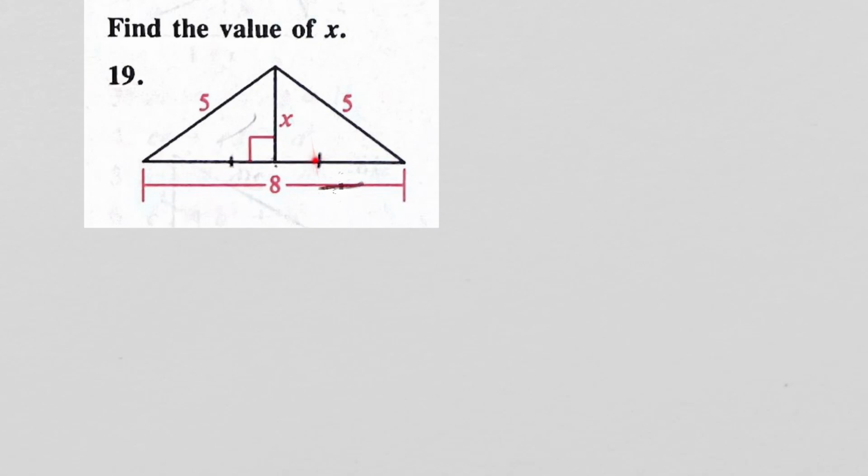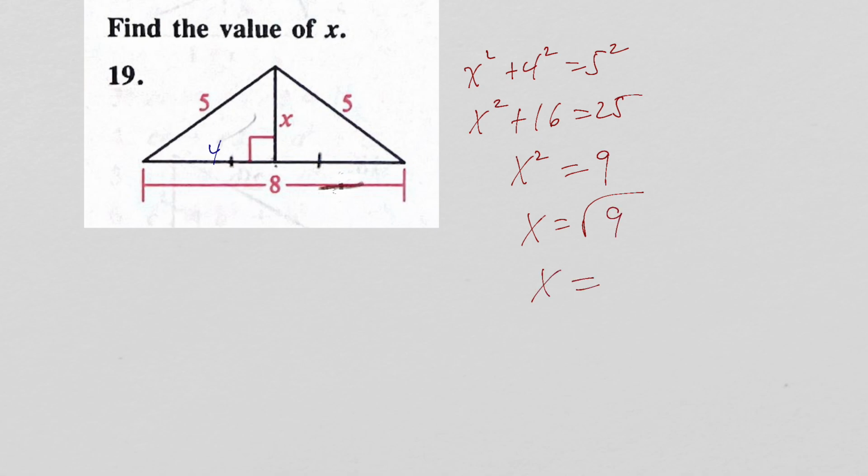Okay, if this entire side is 8 and this side is equal to this side, that means that these make up half of the 8. So this is 4. And so we have one side is x, the other side is 4, the hypotenuse is 5. So x squared plus 4 squared is equal to 5 squared. So x squared is equal to 9. And that means x is the square root of 9, so x is equal to 3. The easier way to have done that is to recognize that this is a 3, 4, 5 triangle. That's one of the triangles that you should have memorized. So if this is 4 and the hypotenuse is 5, that had to have been 3.